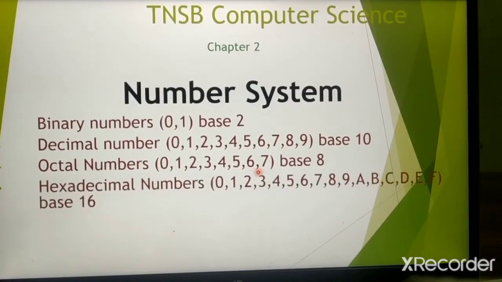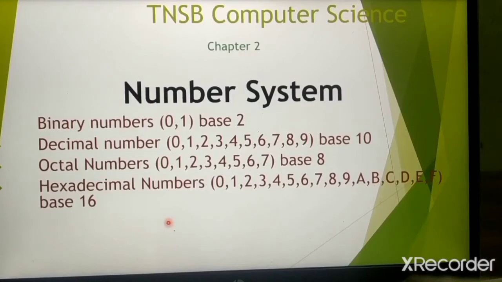Next, another one is hexadecimal numbers. Hexadecimal means 16. So here we have 16 symbols from 0 to 9 and some alphabets from A to F. So its base is denoted as 16.